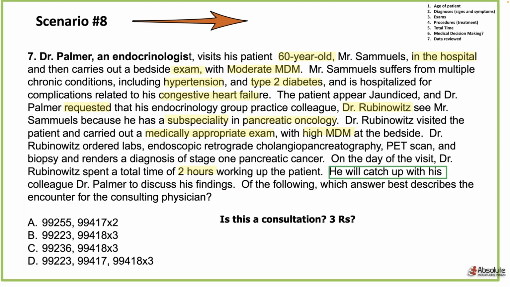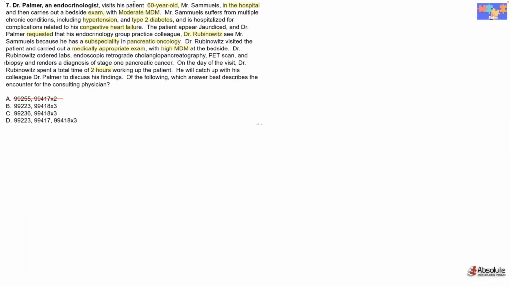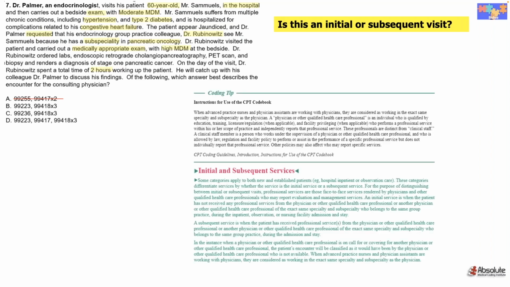So indeed, this is not a consultation. So we can eliminate on site the consultation code. And if you know your codes, we've been using them a lot over the 4 weeks, you might know that A is an inpatient consultation code. So we're going to get rid of it. It's a distraction. Now, I see some inpatient codes and I see an admit and discharge code. I do see that. But I want to know, is this an initial or subsequent visit?